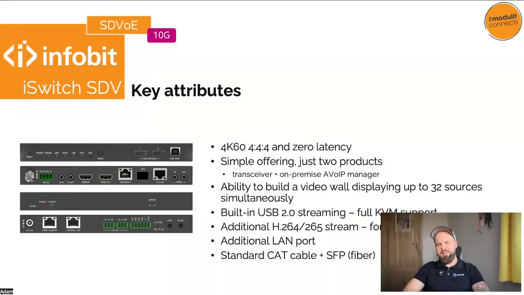And the next thing is the SDVoE offer. So working under 10 gigabit network infrastructure. So again, the cheapest SDVoE you can get from our portfolio, 4K 60, 444, no latency. So every perk coming with SDVoE technology is here.